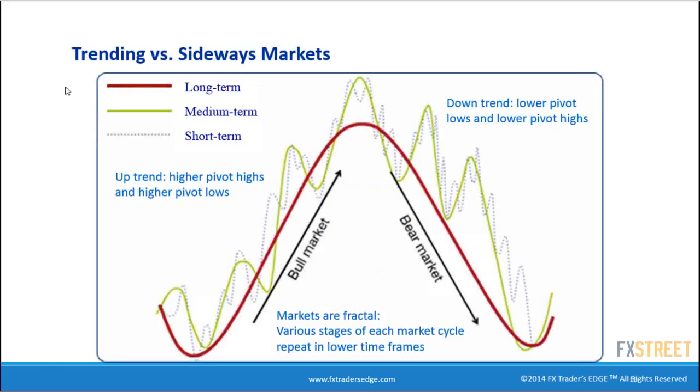So I'm just going to show you a little bit more on the market cycles. Here you see 3 market cycles. The red is the longer term, maybe the daily, the green might be the 4-hour, the dotted might be the hourly or the 15-minute. This illustrates how the markets break down into sub-waves. The green would be sub-waves of the red. The dotted would be sub-waves of the green. This is how the markets unfold, and this is another illustration of the fractals in the market.